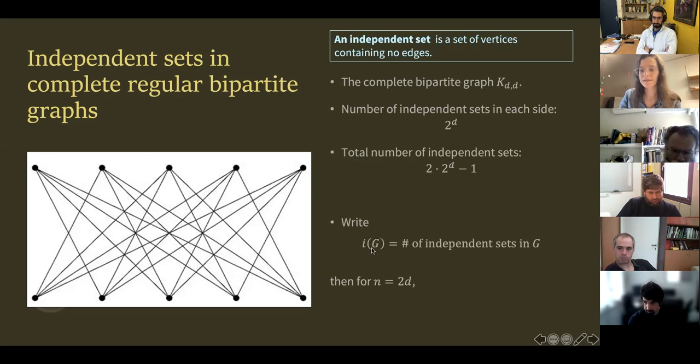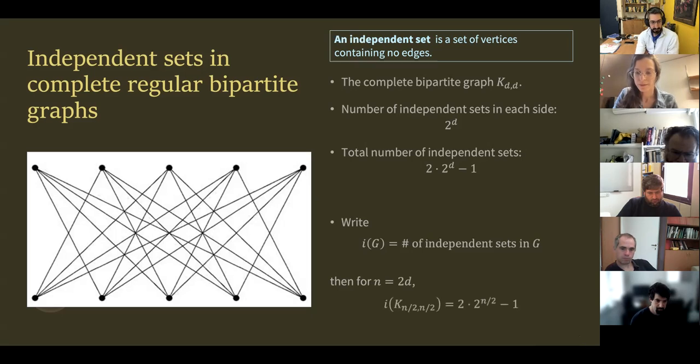Let me just add this notation. I(G) will be the total number of independent sets in G. And I just want to write it in terms of the number of vertices to be able to compare later. So this is how it looks if I write it in terms of the number of vertices of our graph.